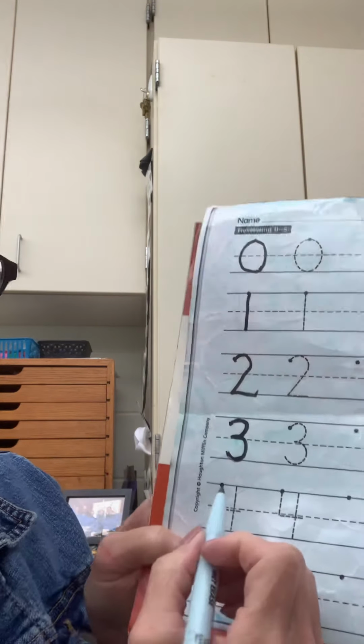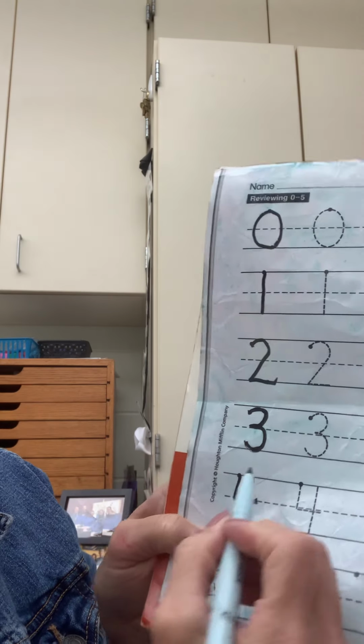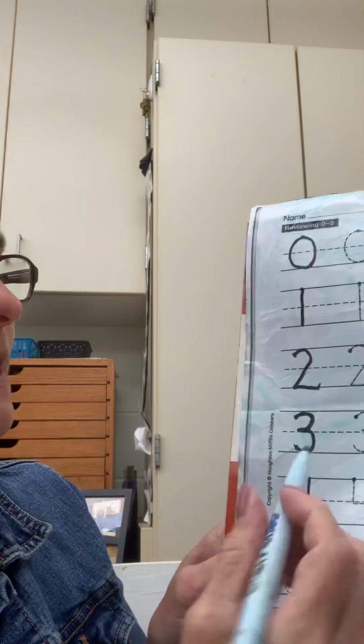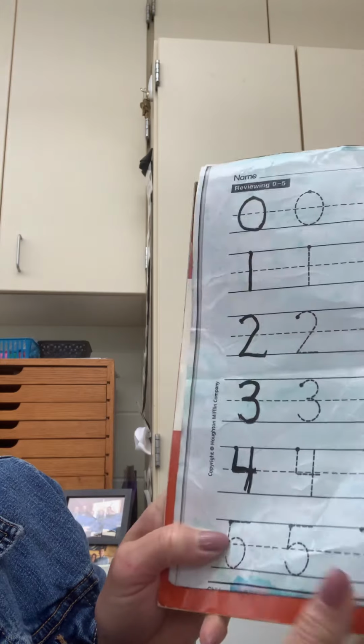Now let's look at 4. I see the dot, I'm going to put my marker there, down and over. And then I'm going to lift up and do straight line down. So let's do that one again, down and over, lift up, straight line down.